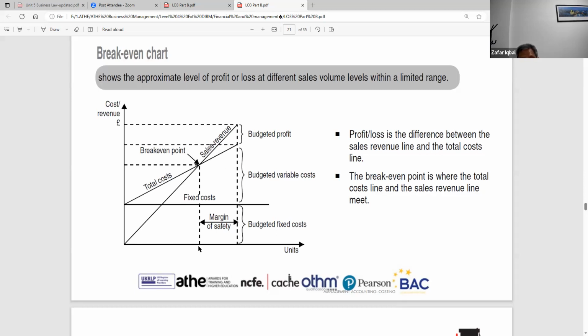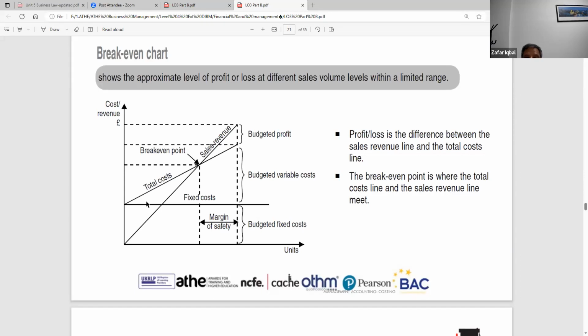If you increase the units, the sales will increase. If you decrease the units, the revenue decreases. So that's why it goes like this from the origin, at 45 degrees. Then this particular line is fixed costs. Fixed costs stay the same all the time, regardless of producing one unit, 100, 200 or a million units. Fixed costs like rent and insurance will always stay the same regardless of the number of units produced. So it goes in a fixed line.